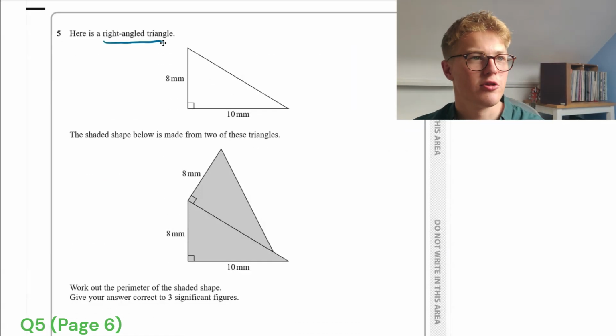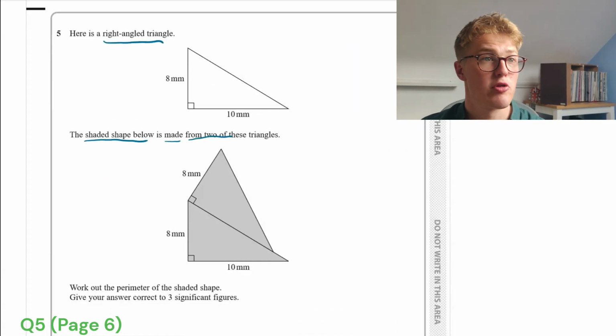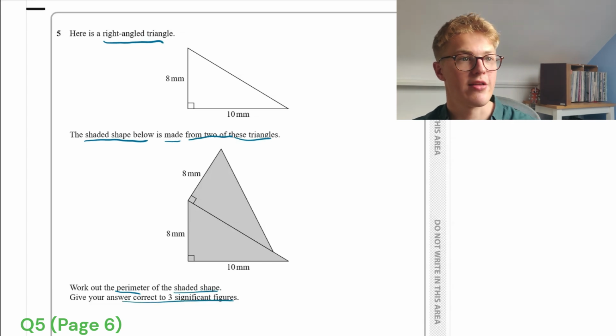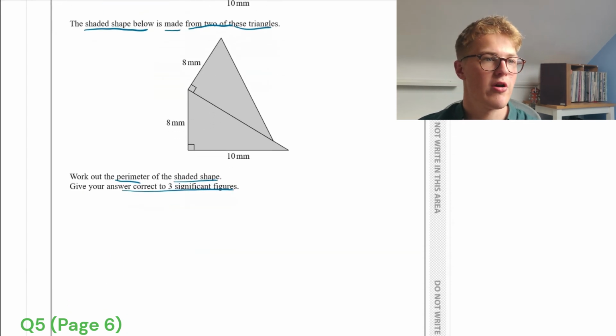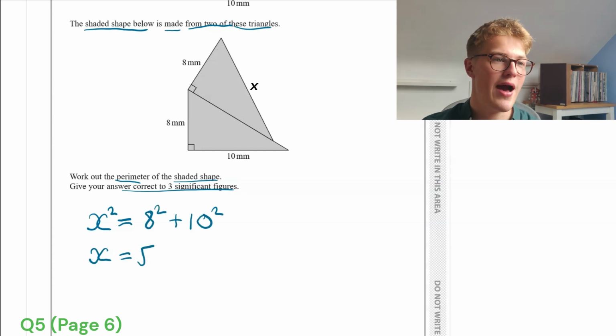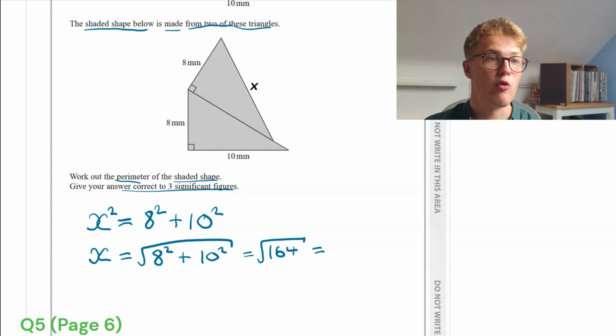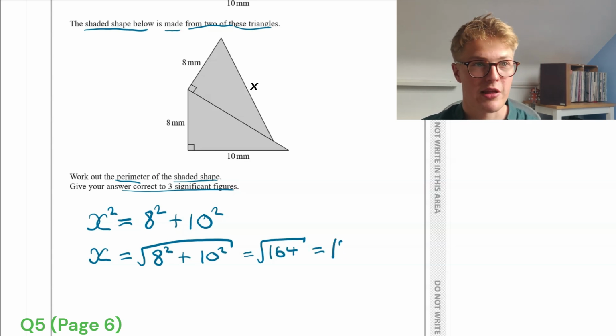Here is a right-angled triangle. The shaded shape below is made from 2 of these triangles. Work out the perimeter of the shaded shape. Give your answer correct to 3 significant figures. So first and foremost, we need to look at the value x, which I've labelled on the graph here. x squared is equal to 8 squared plus 10 squared using Pythagoras' theorem. Therefore, x is the square root of 8 squared plus 10 squared, which is the square root of 164, which is 12.8 millimeters to 3 significant figures.